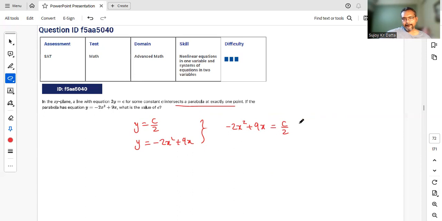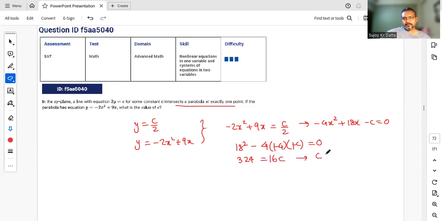So we have minus 2x squared plus 9x equals c over 2, setting them equal to each other. Multiply by 2, minus 4x squared plus 18x equal to c. So minus 4x squared plus 18x minus c is 0. One solution means b squared minus 4ac equals 0. So 324, the negative negative is gone. This goes to the other side as 16c.